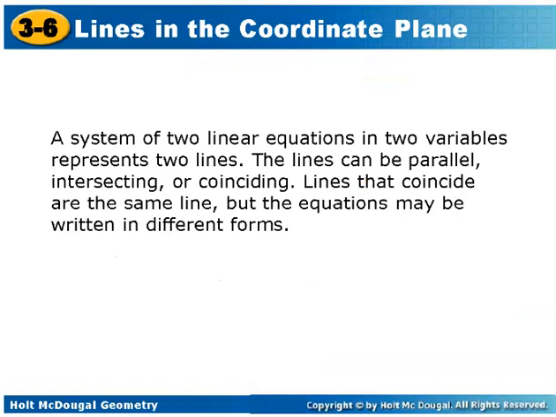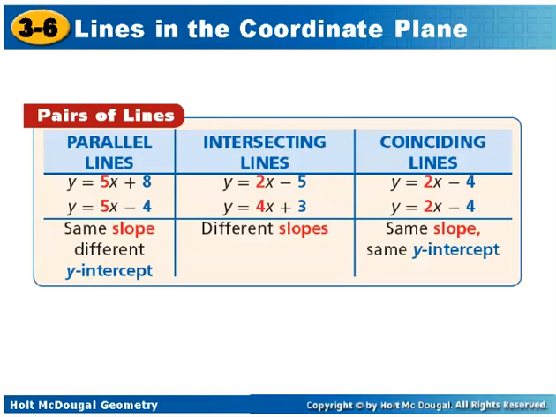All right, on this one, so a system of linear equations in 2 variables. Okay, it's going to represent 2 different lines. They could be either parallel, they could intersect, or they could coincide, meaning they're kind of on top of each other. It'd be the same line. So here's a diagram or a table that kind of defines all of that.